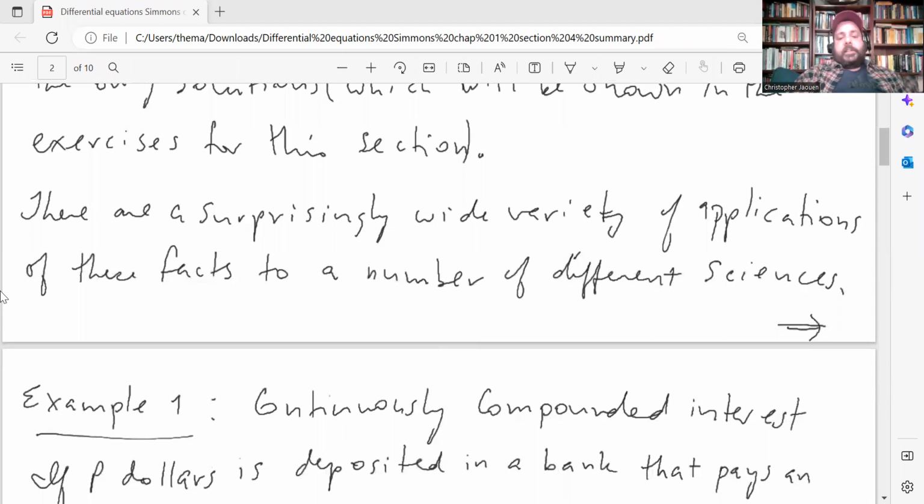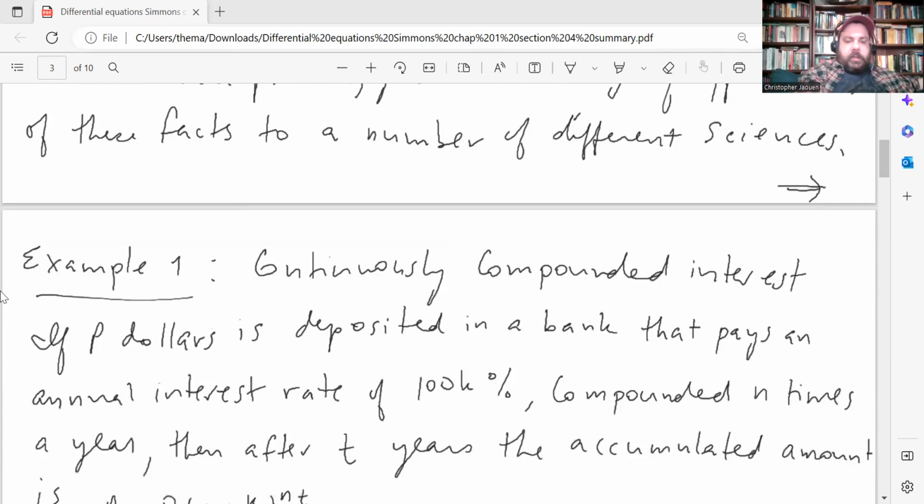All right. And then he says there's a surprisingly wide variety of applications of these facts to a number of different sciences. The rest of the chapter is basically giving some examples of places where this type of exponential model occurs. We'll go through some of the examples he gives here, and there are more examples in the exercises. Like I said, the exercises in this section are kind of fun. I actually enjoyed doing the exercise set a lot for this section.